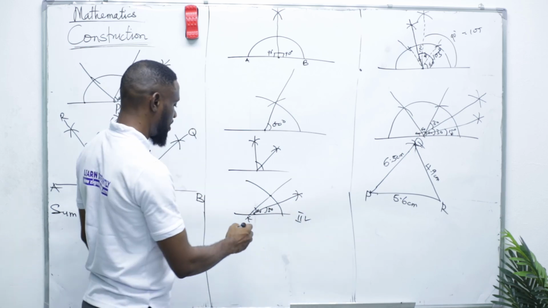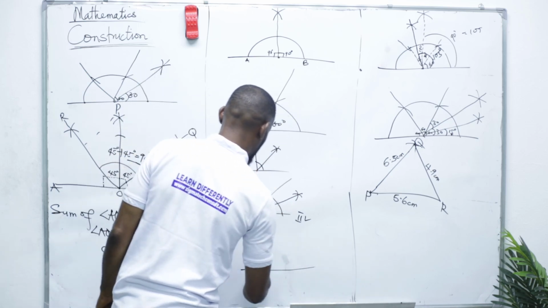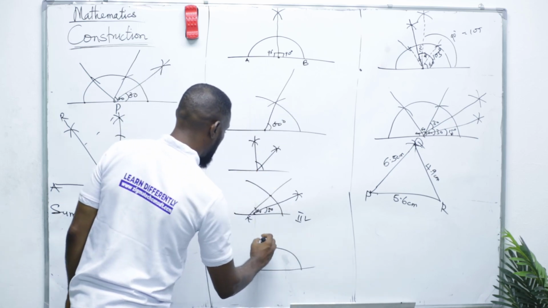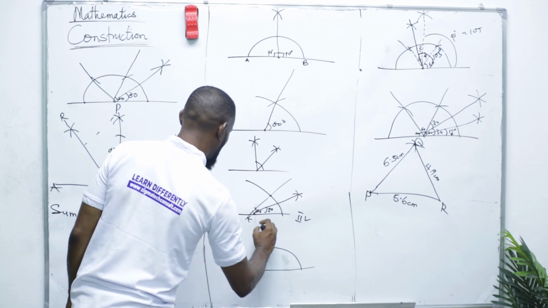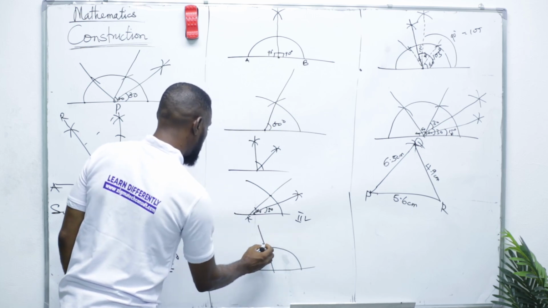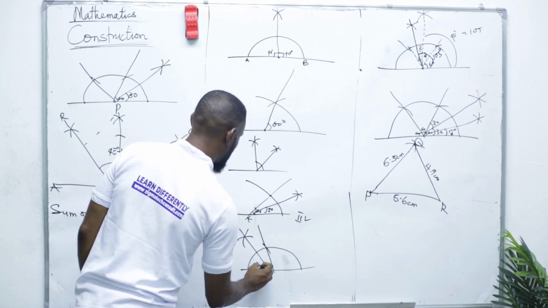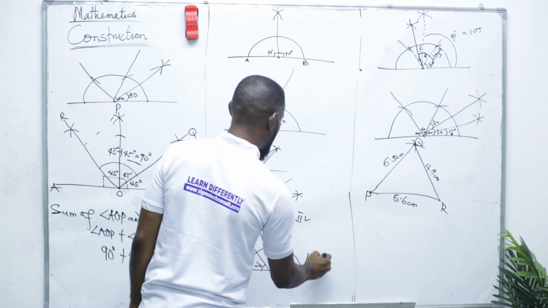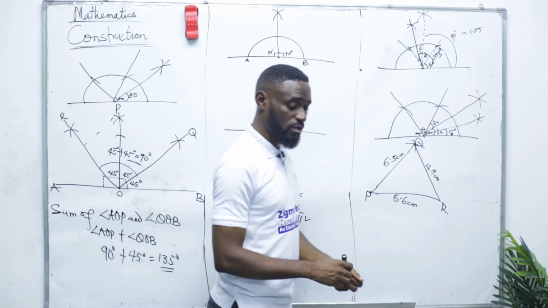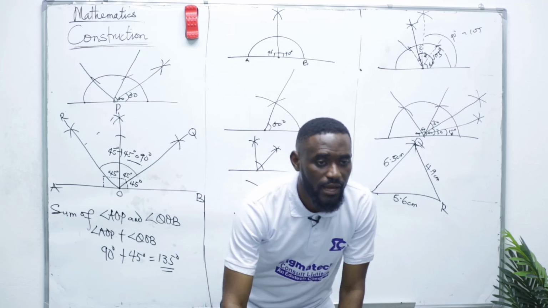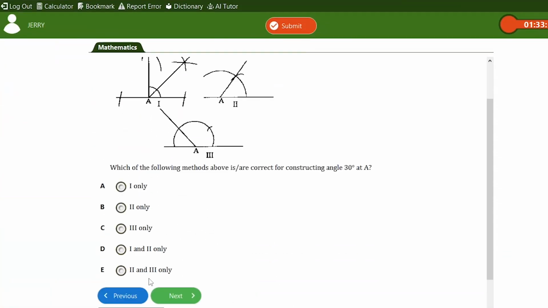If you look at III, we have a complete semicircle, and this time 60 degrees this way. So if this is 60 degrees, we can make an arc here to do 30 degrees. So this is also correct. III is correct. So the correct method there is option E, II and III. These two methods, you can use to construct angle 30 degrees.